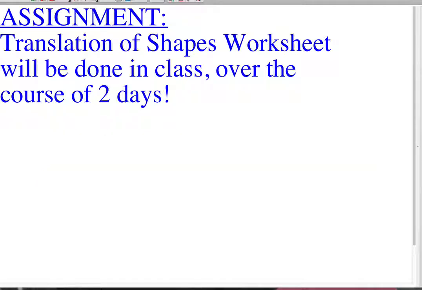Here's your assignment. The translation of shapes worksheet will be done in class over the course of 2 days. So, nothing in your textbook, because this lesson isn't in your textbook.